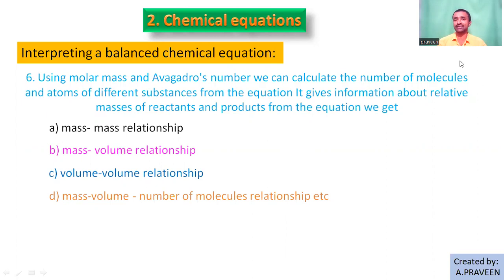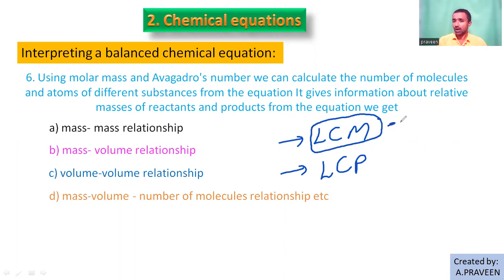Before understanding these relationships, you need to learn about two laws. One is the law of conservation of mass, and one more is the law of constant proportion. According to the law of conservation of mass, there is no mass difference before the change or after the change. Simply, no difference in their masses.